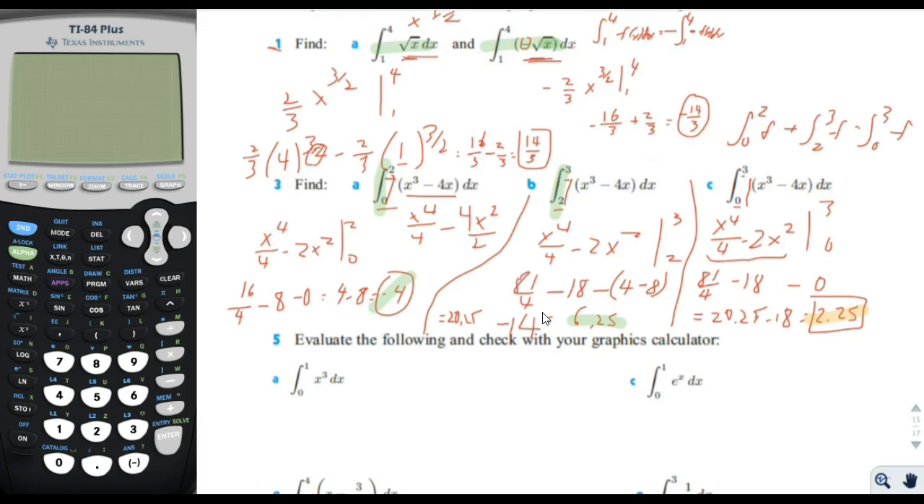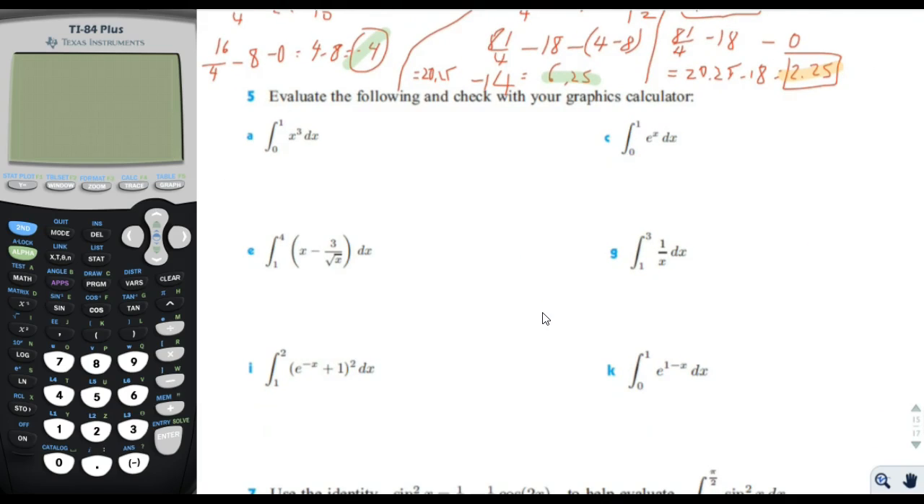Okay? So we just kind of showed that. Alright, number 5. Evaluate the following and check with your graphics calculator. So the first one, it says find the integral from 0 to 1 of x cubed. Now that's a pretty easy definite integral to find. It's x to the 4th over 4. We're going to evaluate it from 0 to 1. We plug in 1 and we'll get 1/4. We plug in 0, we get 0, so we subtract that and we get 1/4.